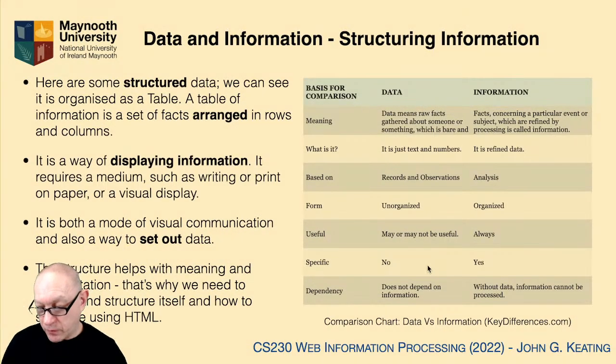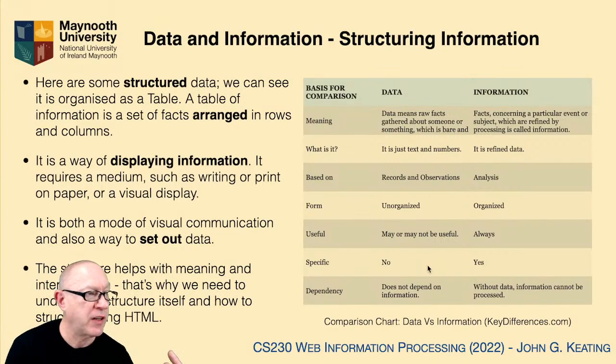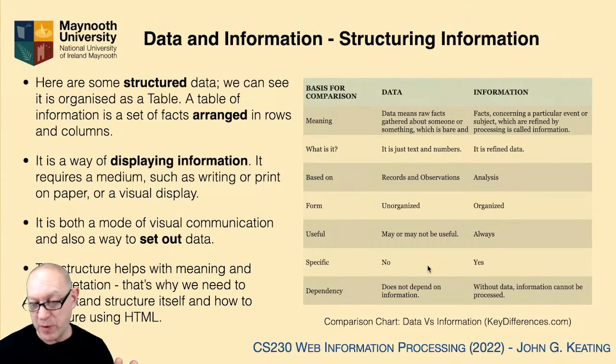What I want you to do a little bit later is look at structured data. We can see structured data that's organized into a table. A table is a set of facts arranged in rows and columns, and it's a nice way to display information. It requires a medium, such as writing or print on paper or some visual display, in order to make it work. It's a mode for visual communication and a way to lay out data.